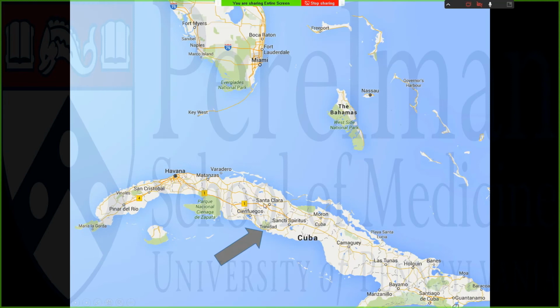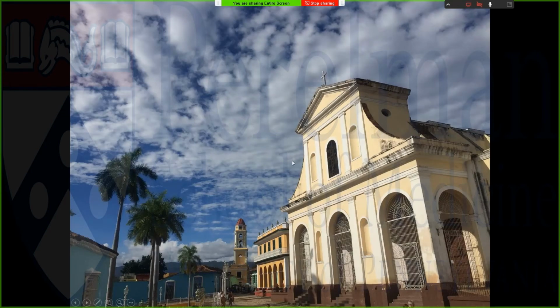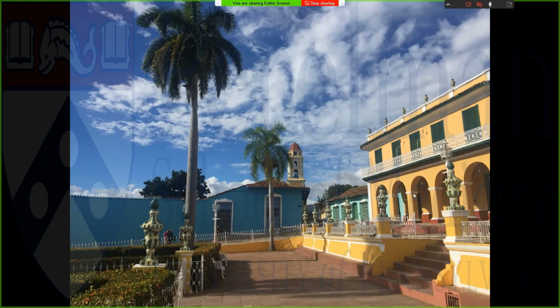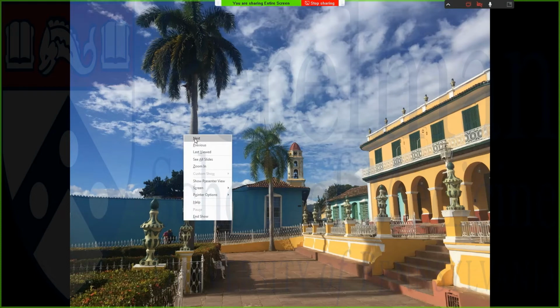So then we traveled from Santa Clara to the southern coast town of Trinidad, and this is a very old town from the 1500s, founded by the Spaniards, and it's surrounded by a valley with century-old sugar mills. What is characteristic of this town is how well it's kept, and typical of all these Spanish towns, they have a church and a central plaza.